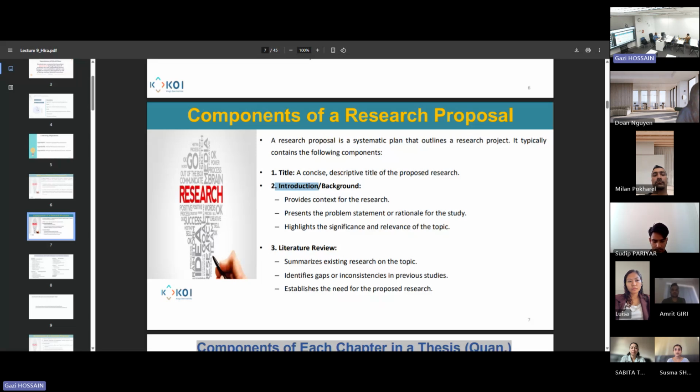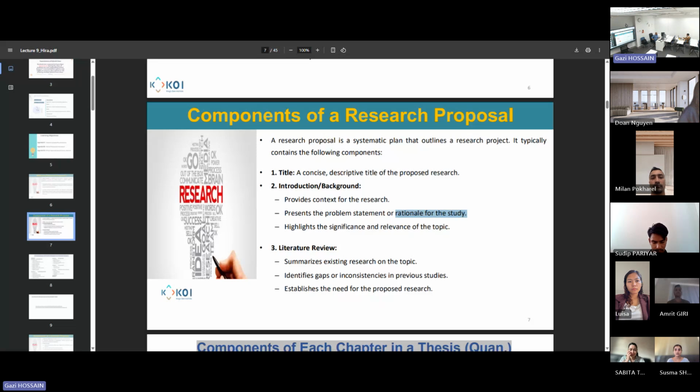And also we need to provide the significance of the research, why this research is important. It should also be included in the introduction section. So you can see the rationale of the study. The rationale of the study means the justification of the study.